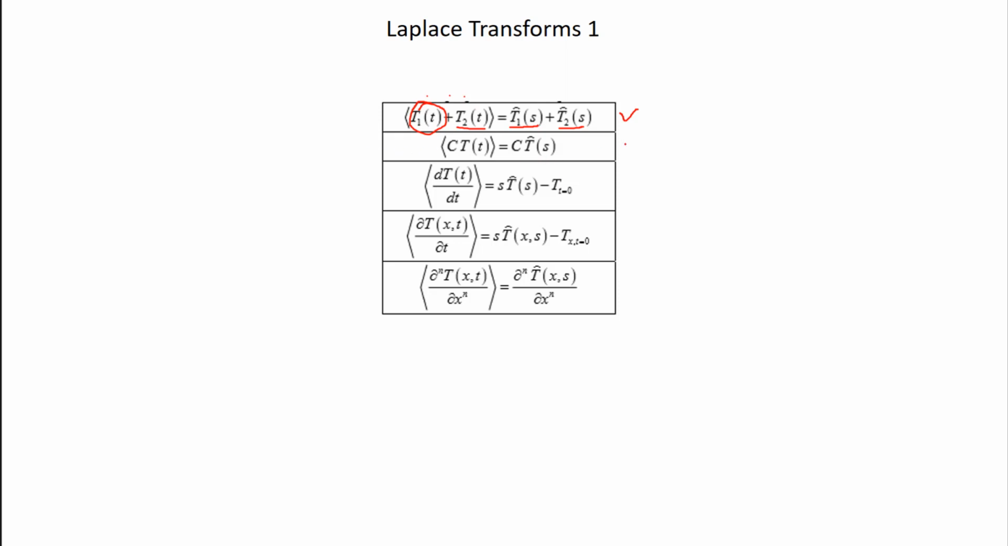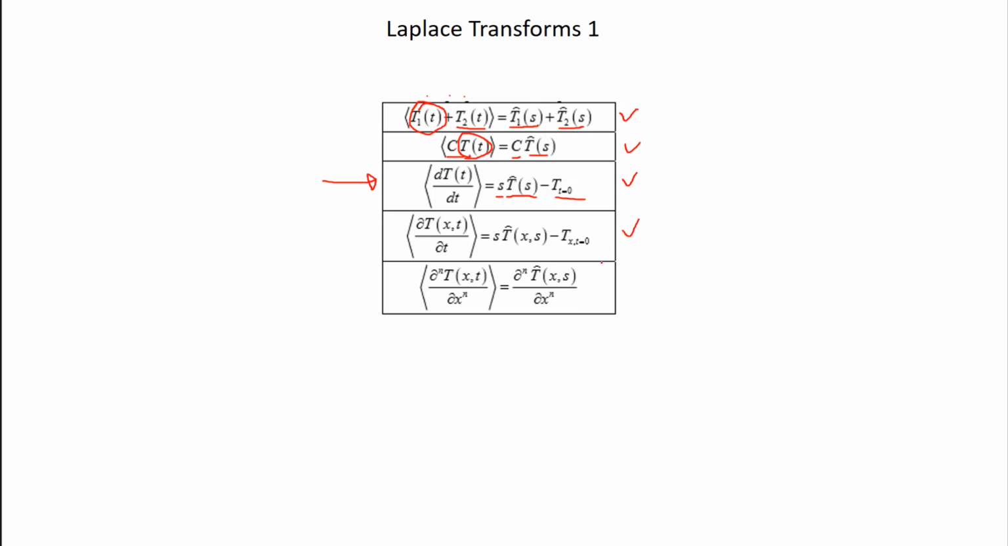This one says that if you take the inverse Laplace transform of a function times a constant, that's the same thing as a constant times the inverse Laplace transform of the function. So we'll use that a lot as well. This is the super useful property right here. This says if you take the Laplace transform of a time derivative, so in this case I have an ordinary derivative of temperature with respect to time, I get in the S domain, S times T hat of S minus the temperature at time equals 0. Right? So this guy right here is really what makes the Laplace transform so powerful.